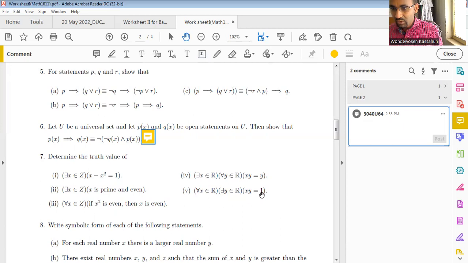But this is not true for x equal to 0. If x is 0, because 0 is a real number, this does not work. You cannot find y, a real number, which is 1 over 0. So number 5 is false.